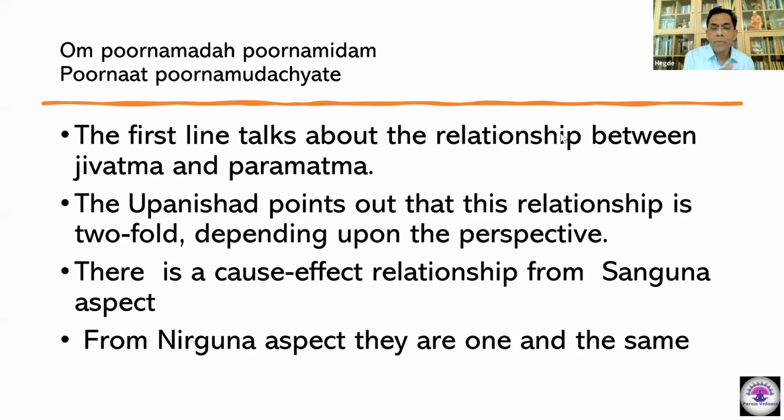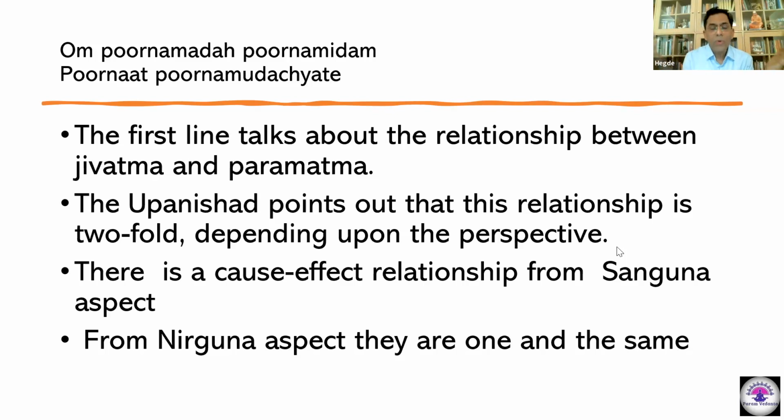Purnamidam, Purnat Purnamudachyate, talks about the relationship between Jivatma and Paramatma and brings about a twofold relationship. One is that Jivatma and Paramatma are one and the same. Second is a cause-effect relationship, when you see from the body-mind angle or the Saguna aspect, that I have come from the Lord. Purnam Adaha, that Paramatma is Purna. This Jivatma is also Purna. You can't have two infinites. That means Jivatma and Paramatma are one and the same.